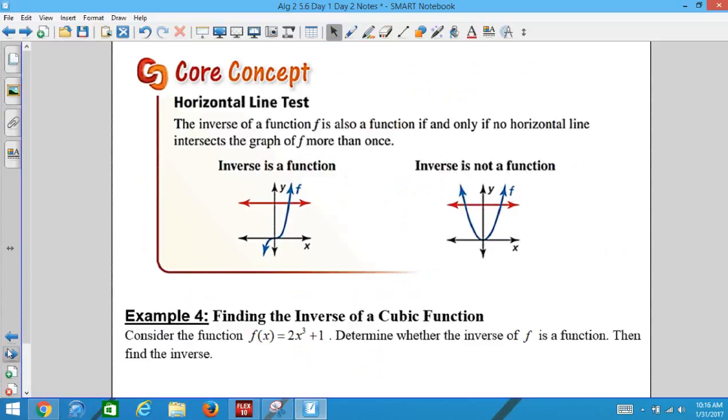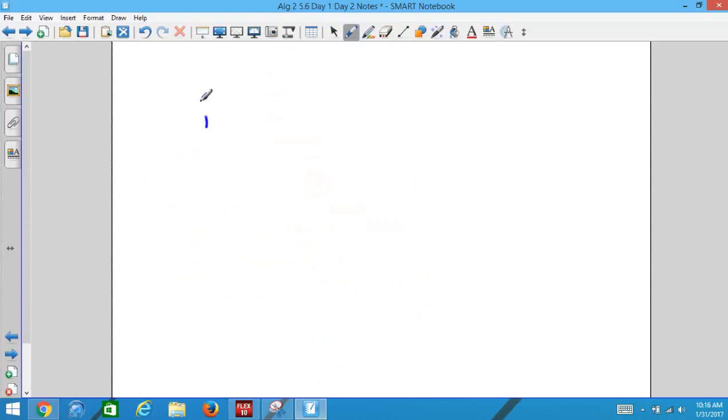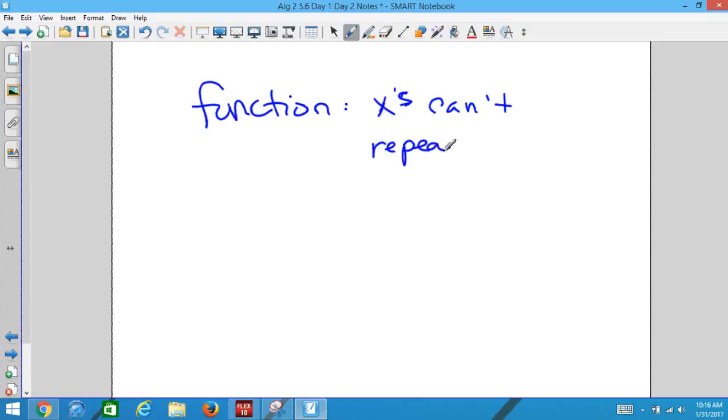Now what we have next is determining if it is a function. And a function is just a label that we talked about a long time ago. A function is just a kind of equation where the x's never repeat. Like every single x only happens once. And we could determine if something is a function by using what's called a vertical line test.